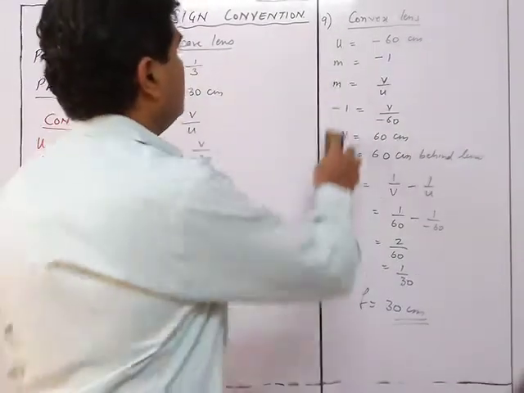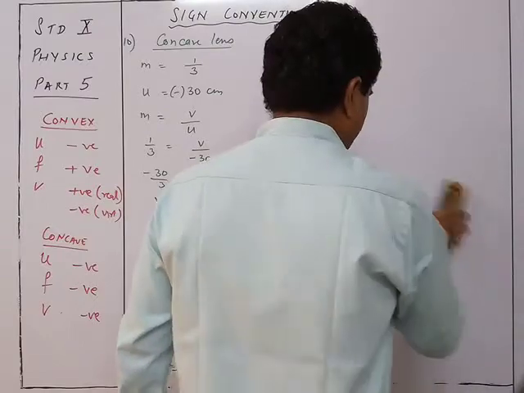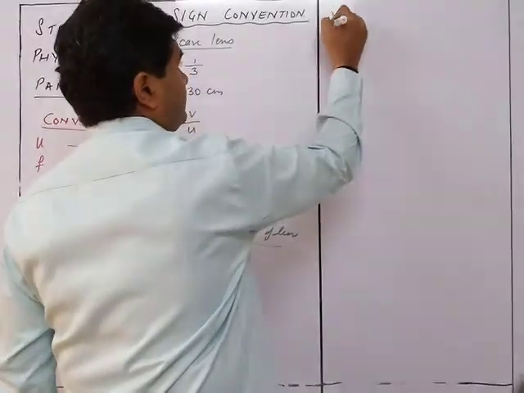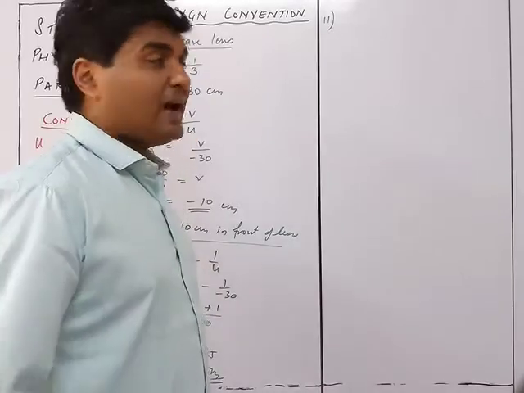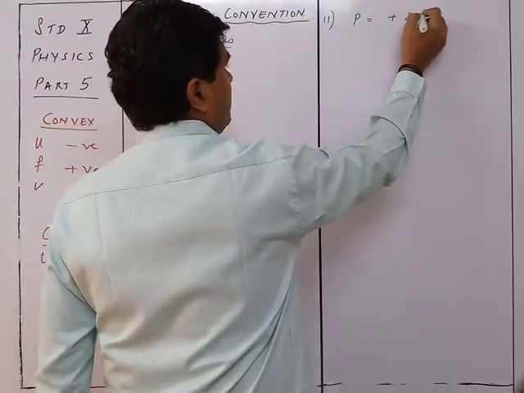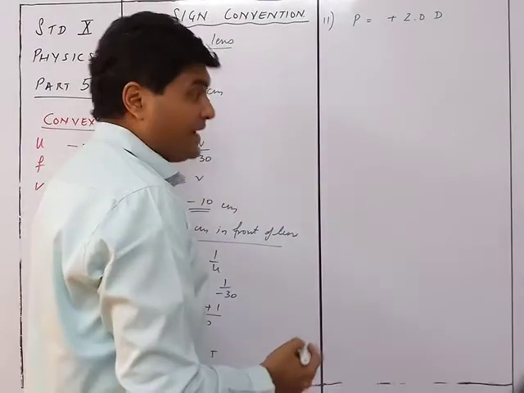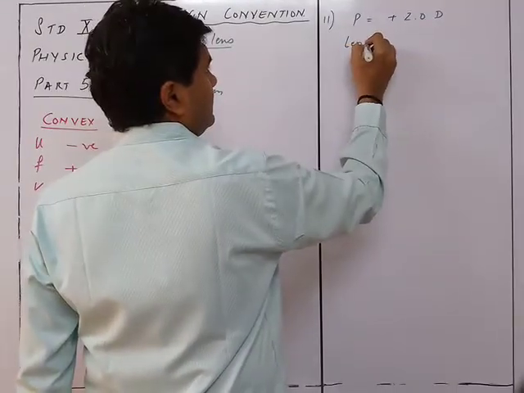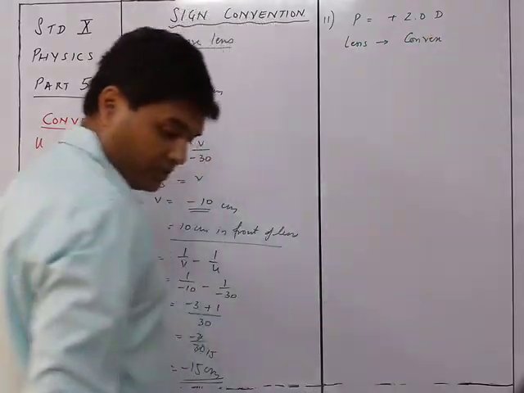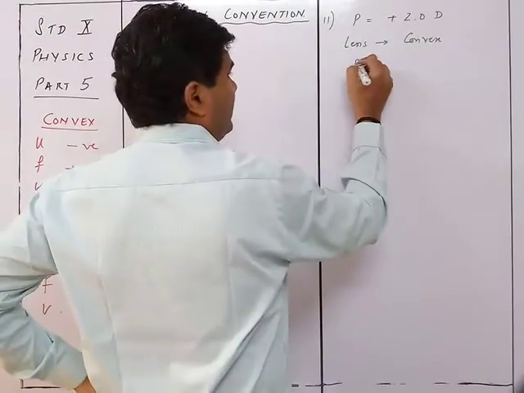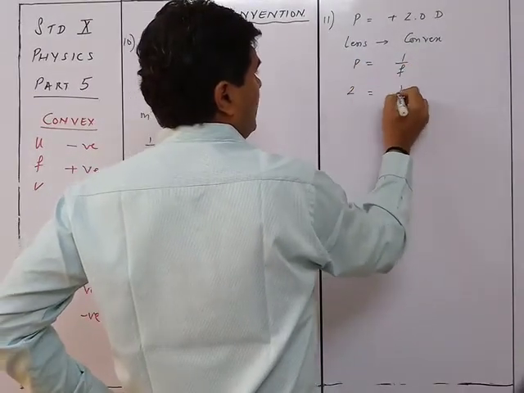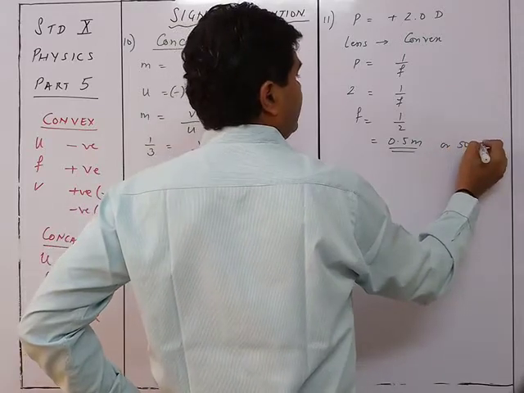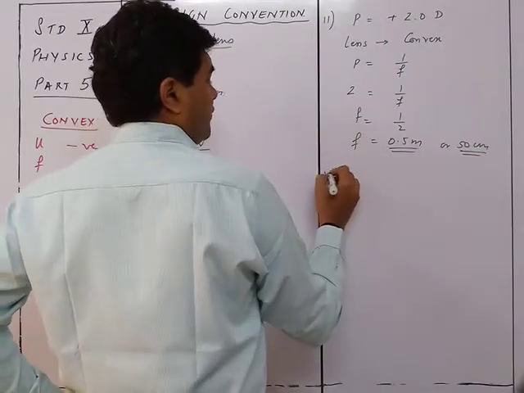We move forward to sum number 11. Now the sums are based on the power, so simpler. The power of a lens is plus 2D. So power is equal to plus 2.0D. You need to find out the focal length and the kind of the lens. Because it is positive, we know the lens is convex. And then we talk about P is equal to 1 upon F. So 2 is equal to 1 upon F. F is equal to 1 upon 2, which is 0.5 meters or 50 centimeters. So F is 50.